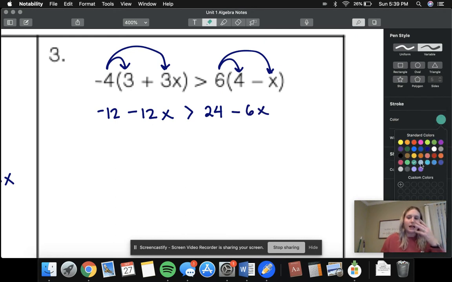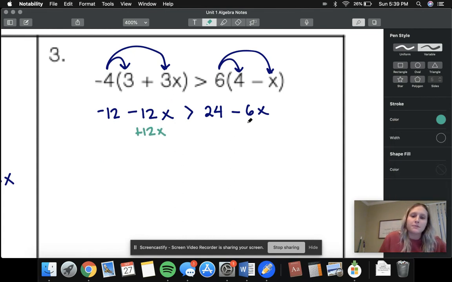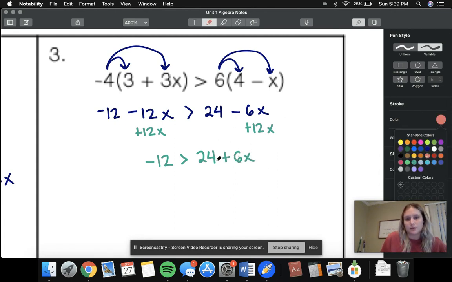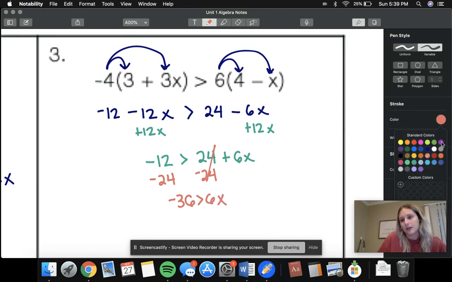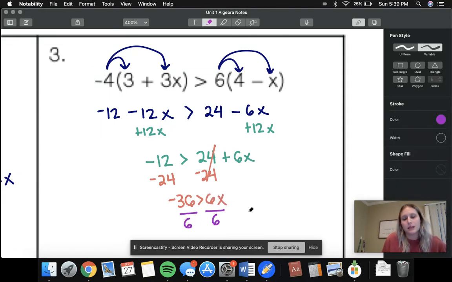Okay. Again, I like to move this smaller amount, so I'm going to move this negative 12x. That would be plus 6x. Then I'm going to subtract the 24. Then I'm going to divide by 6. For me, I'm dividing by a positive 6, so I don't need to flip the sign. So we get -4 is greater than x, or x is less than -4.